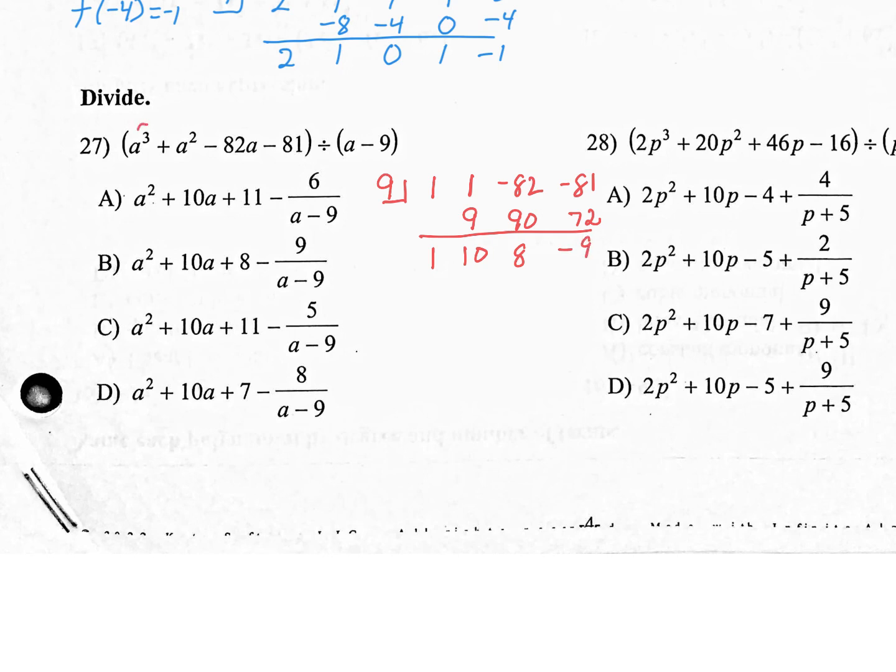You notice that the highest power was 3. So this will be a squared plus 10a plus 8. This is the remainder. So it's minus 9 over a minus 9. So your answer is B.